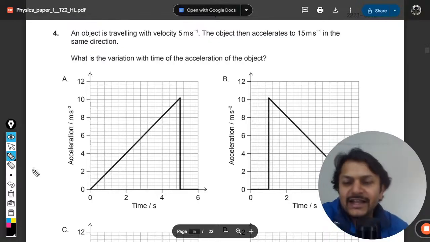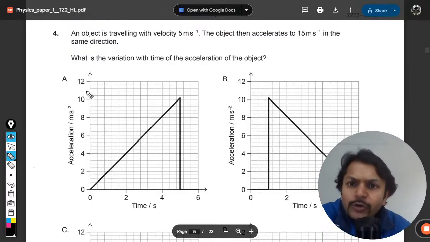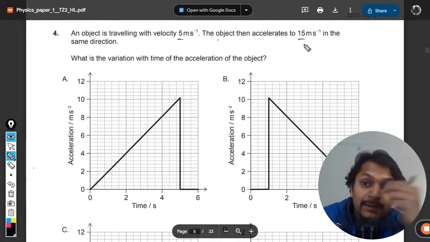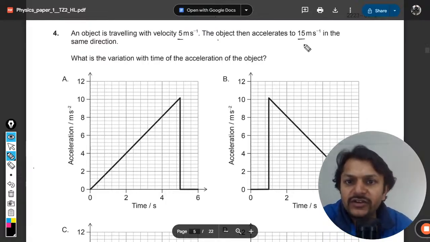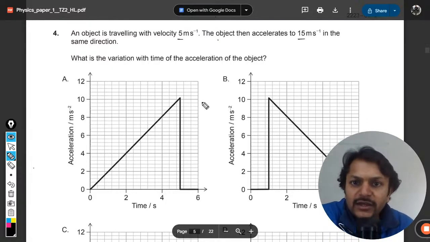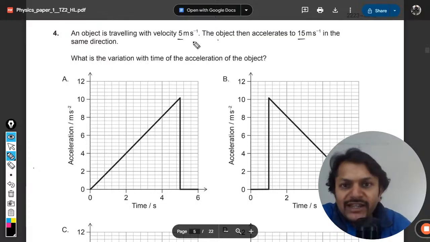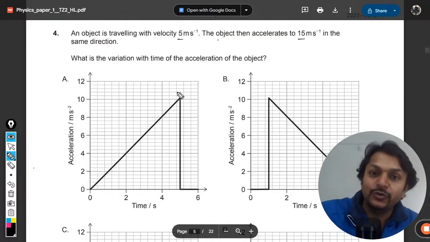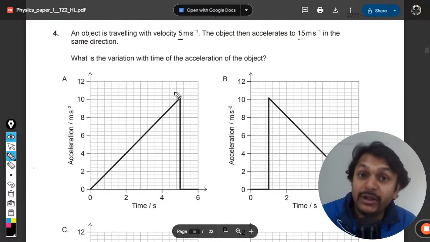Okay, dear students, let's see what is there in this question. An object is traveling with the velocity 5. The object then accelerates to 15 meter per second in the same direction. What is the variation with time of the acceleration of the object? Okay, that's a very cool question, I would say, because the data given is very less. What is the variation with the time of the acceleration?